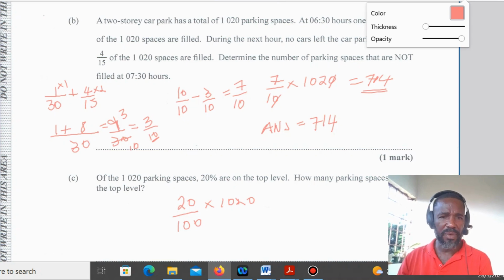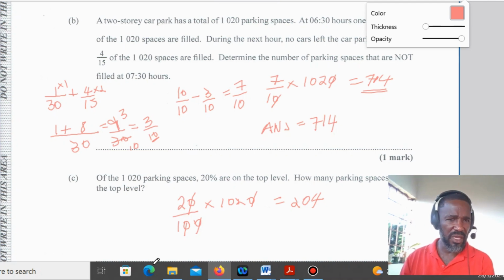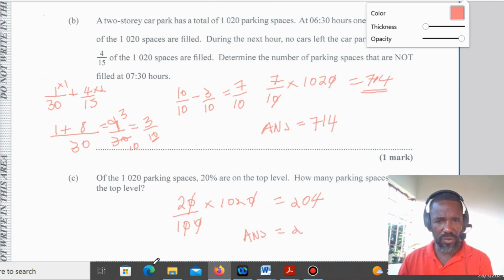So we can simply cancel this 0. So this 0 will cancel this 0. This 1 will cancel this 1. So we have 2 times 102. So 2 2's will give us 4. 2 times 0 will give us 0. And 2 1's will give us 2. So that means 204 parking spaces were on the top level. So your answer for that one is 204. And that's how we would go about doing such a question.